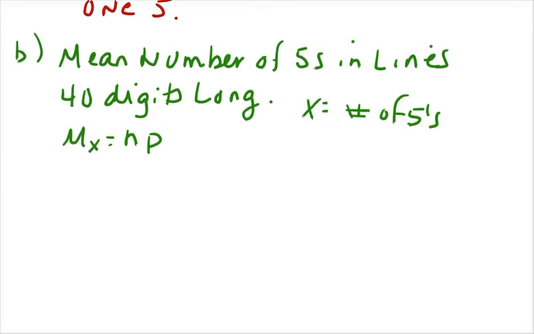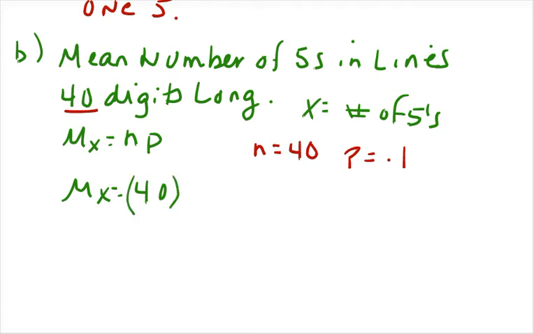So, what do we have here? n is 40, and we know what p is. p, the probability of getting a 5, is 0.1. So n is equal to 40, and p is equal to 0.1. So the mean is equal to 40 times 0.1, or 4. So you would expect on average that in a line of 40 digits, you would get 4. Okay, so that's it for that problem.